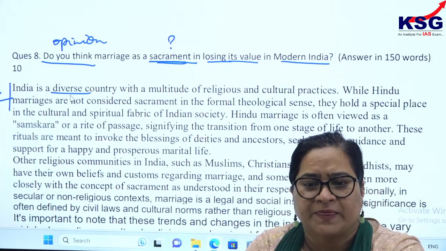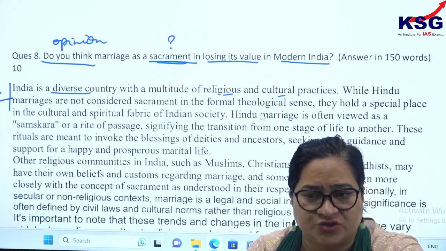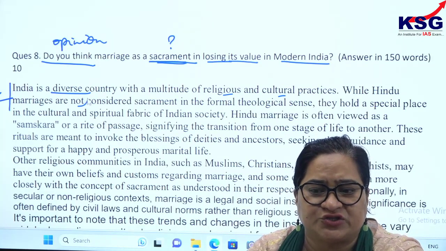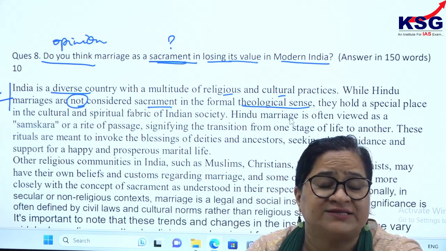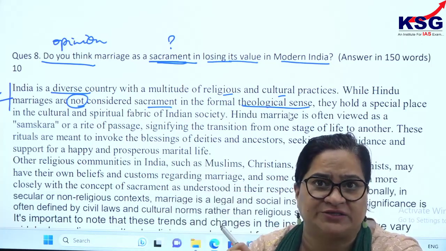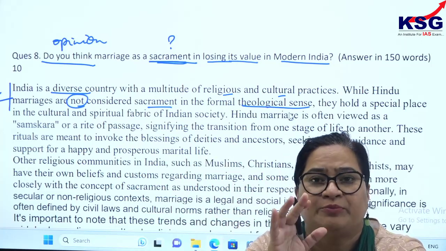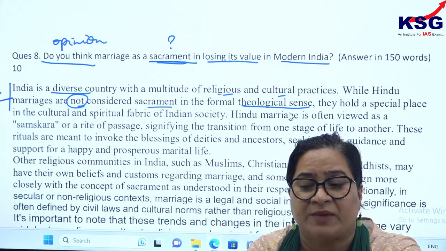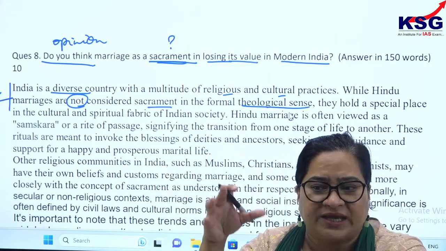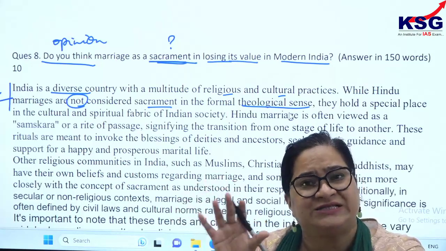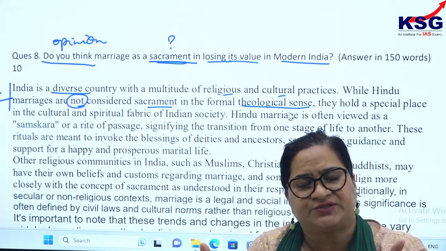So first and foremost, when we are talking about India being diverse with respect to religious and cultural practices, we can consider that it is not considered a sacrament in the theological sense. Theological sense means from a religious perspective, whereby the religion itself lays down its foundational principles and insights pertaining to marriage being a sacrament. When we are talking about Catholicism, we can see that it is treated as a sacrament. In Hinduism, well, there are divided opinions associated with it.